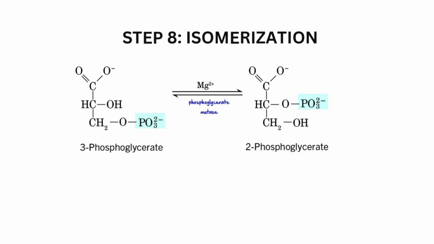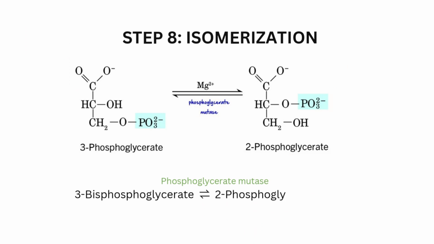In this step, 3-phosphoglycerate is converted into 2-phosphoglycerate by the enzyme phosphoglycerate mutase. Here, there is no addition or removal of atoms. The reaction involves only rearrangement of the phosphate group from the third carbon to the second carbon of the molecule. This reaction is reversible and does not involve ATP, but it is important because it prepares the molecule for the formation of another high energy compound in the next step.